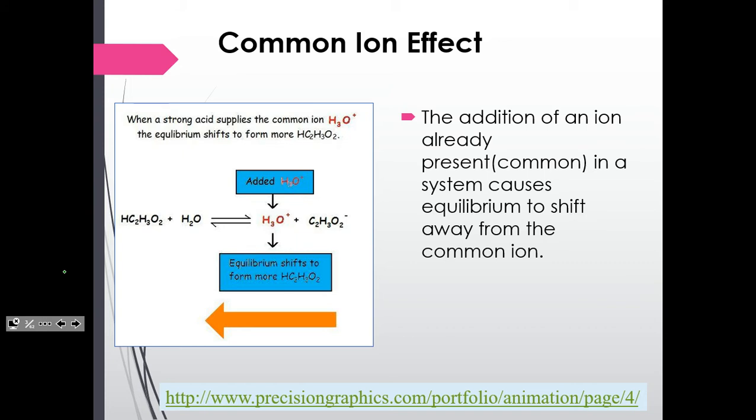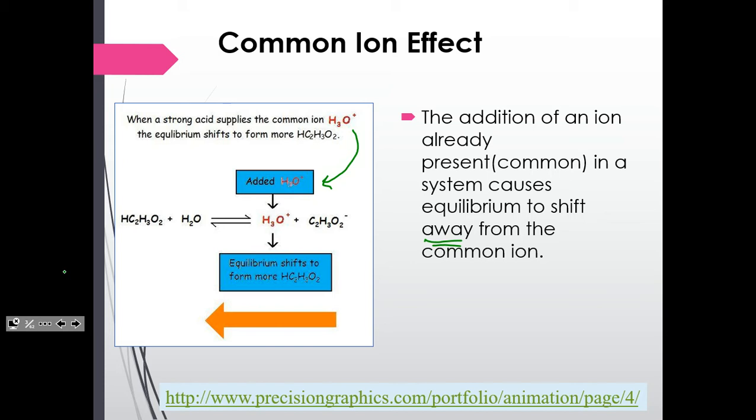The common ion effect is when we have a weak acid equilibrium system, and we are going to add an ion that is already present in the equilibrium system. So in the image on the left, a strong acid, if it were to supply H3O+ to the system, what we know is that we are going to shift equilibrium to the left according to Le Chatelier's principle. So the addition of an ion that's already present will shift away from the common ion. And that's a skill that we should have learned in previous units.